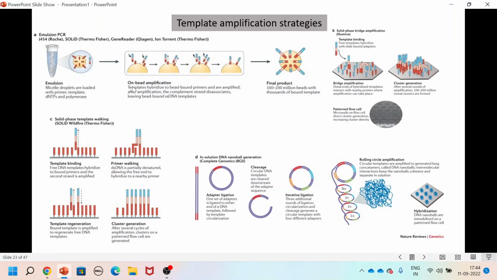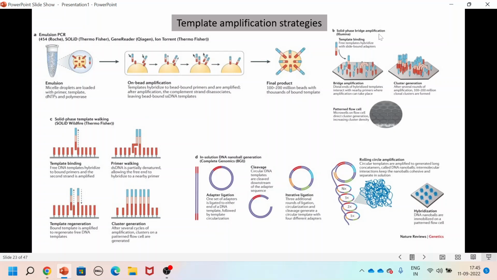After this, when our fragmented DNA, which is attached with the adapter, comes and binds to the surface of this emulsion, it undergoes amplification. So templates hybridize to bead-bound primers and are amplified. After amplification, the complement strands dissociate, leaving the bead-bound single-stranded DNA templates. This is the final product, which contains the bead-bound single-stranded DNA templates. And 100 to 200 million beads with thousands of bound templates will be obtained, which will further be sequenced using various sequencing techniques that we will discuss later.